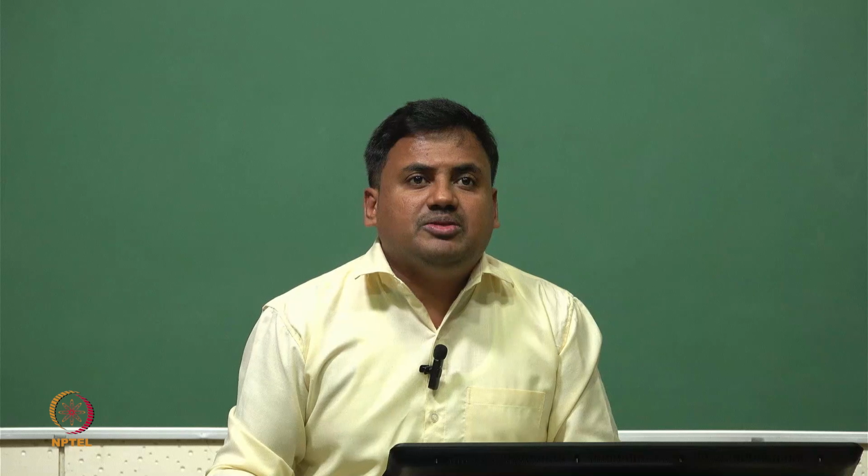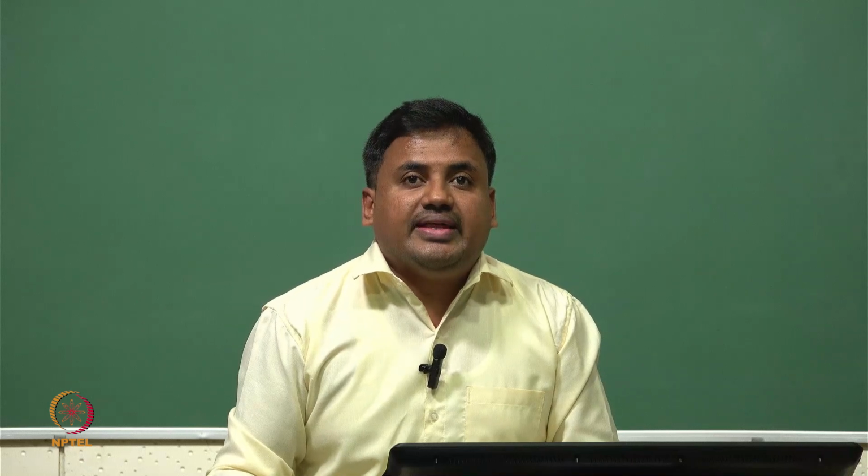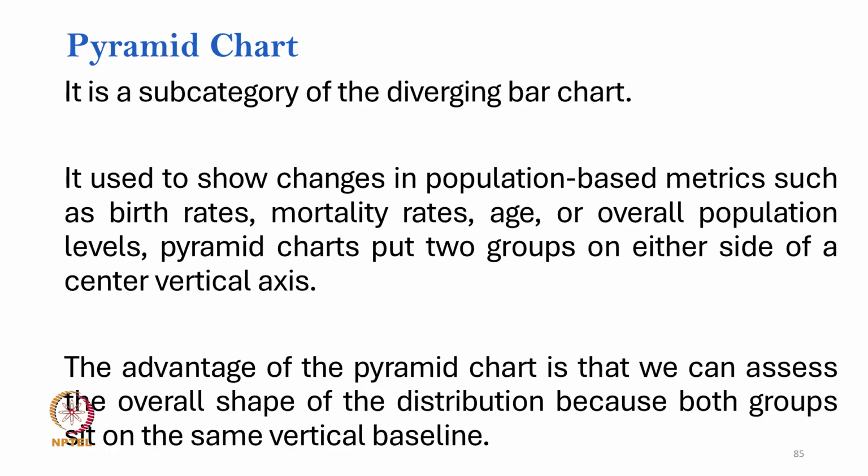The second one is pyramid charts. It's a subcategory of dividing bar charts, most often used to show the changes in the population based on metrics such as birth rates and ages or overall population levels. The pyramid chart puts the two groups on either side of a center vertical axis. The advantage of the pyramid chart is that we can assess the overall shape of the distributions because both groups sit on the same vertical baseline.